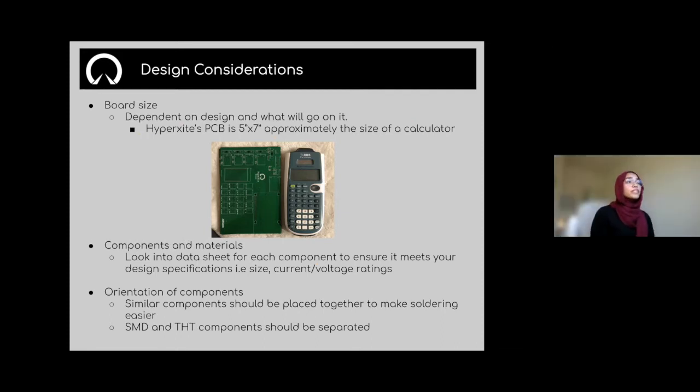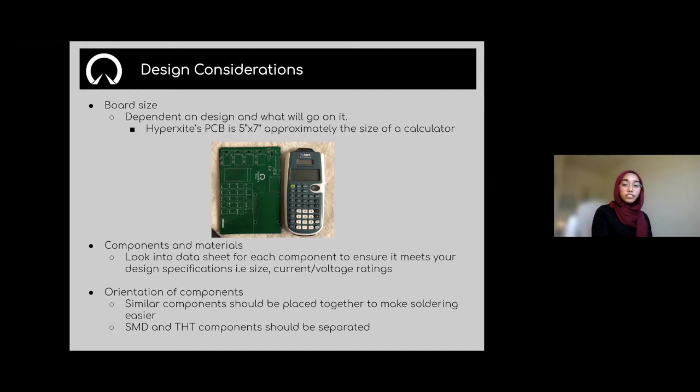Okay, so what are some things that you should consider when designing a PCB? So first of all, you want to think about the board size. Obviously, that's dependent on your design and what will go on it. So for example, this year's PCB is approximately 5 by 7 inches, which is approximately the size of a calculator.